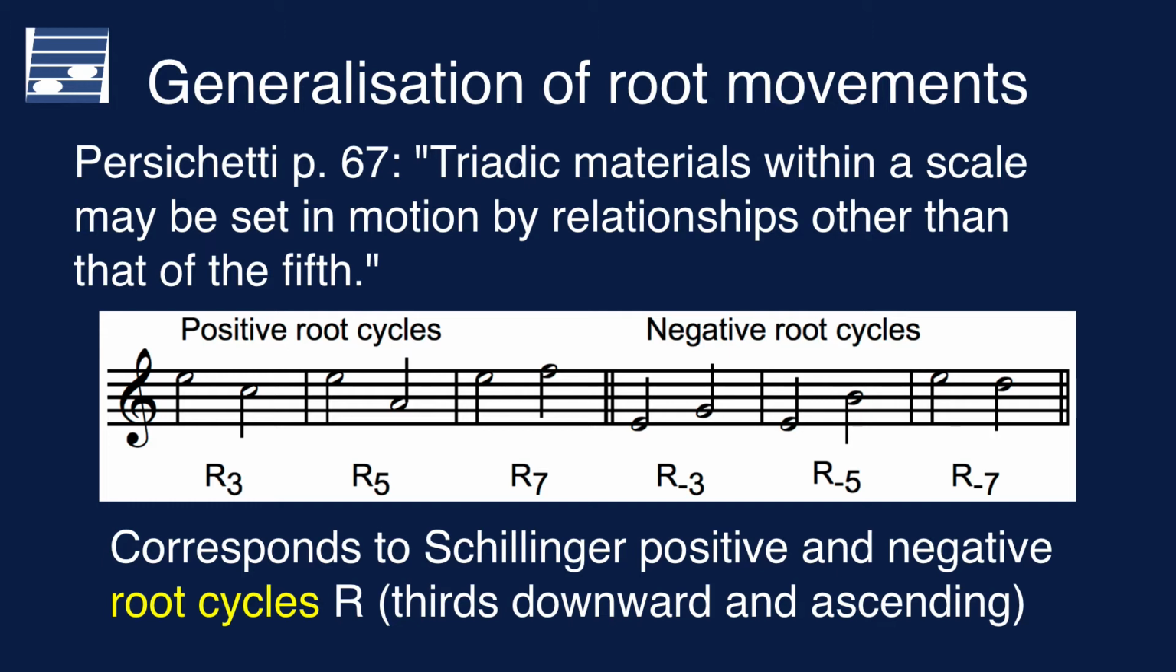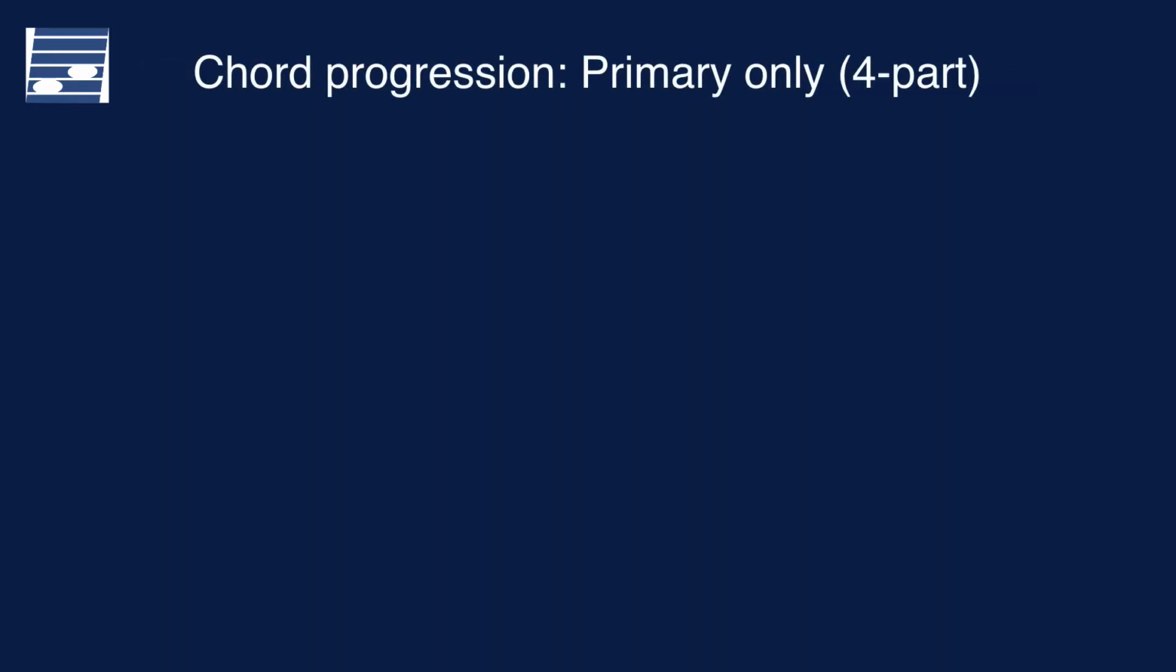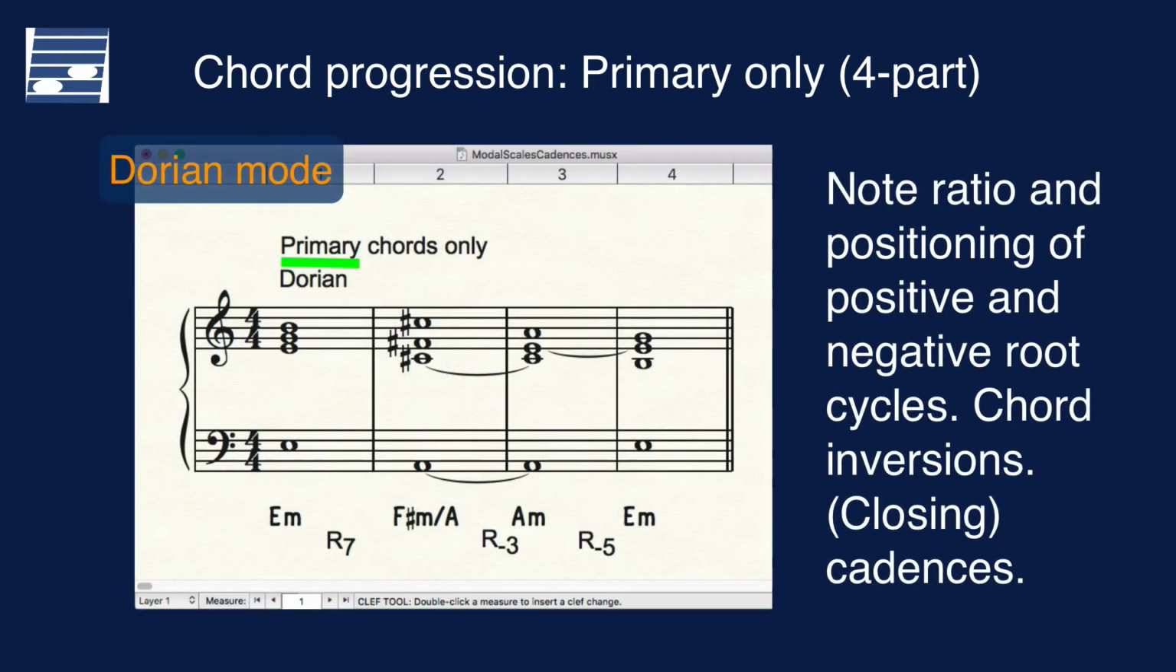A deliberate choice for either stable positive cycles or more floating chord progressions with negative root cycles is another degree of freedom in creating modal harmony. So, with the primary and secondary chord type and the root cycle concept, we may start to write modal chord progressions. Here we see a brief and simple example in the E Dorian mode using primary triads only.